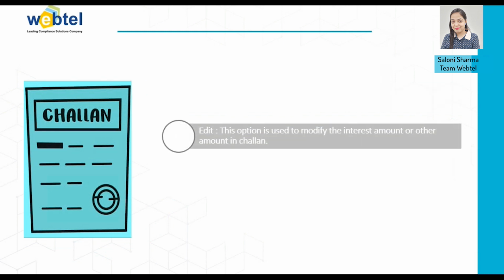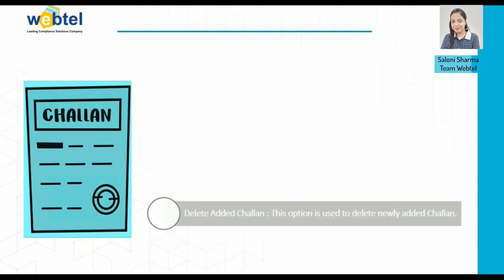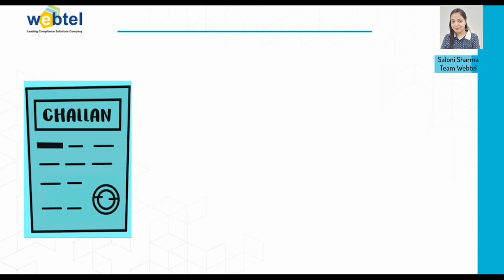Then comes the added option. The added option is related to modifying the interest amount or any other amount in the challan. Then comes the undo option, if you want to cancel the changes which have been made in the challan details. Then comes the delete added challan. In case a challan has been added in the consolidate file, then they can delete the challan by using the delete added challan option.